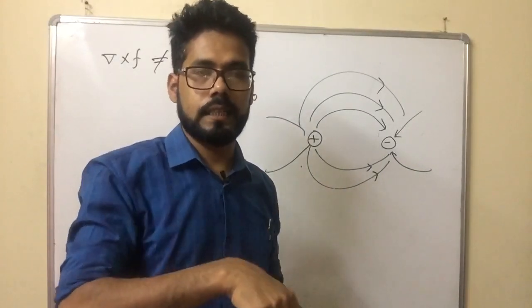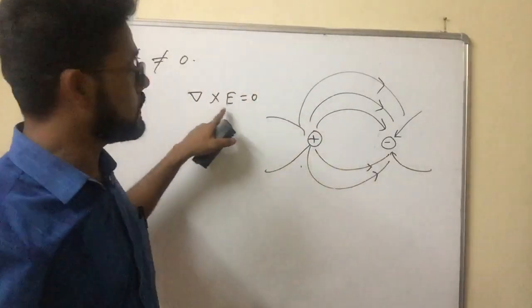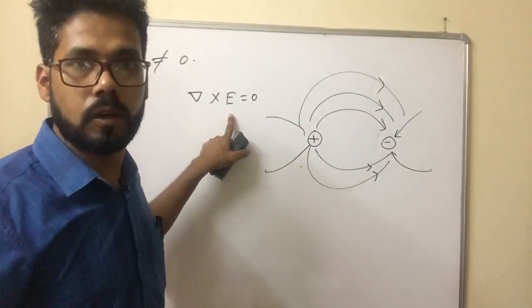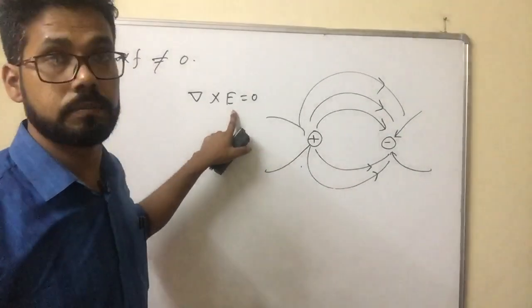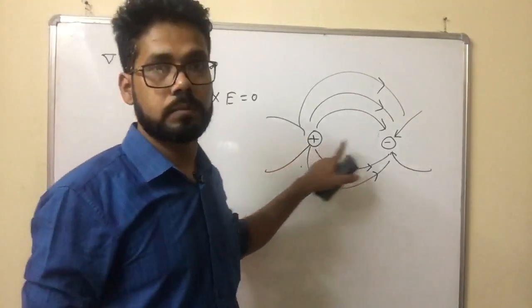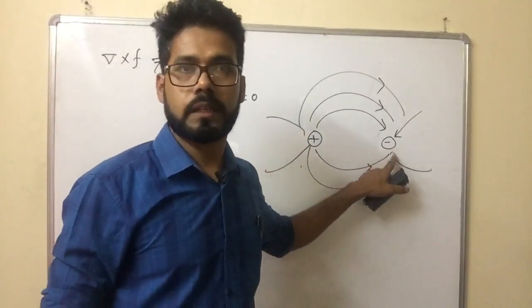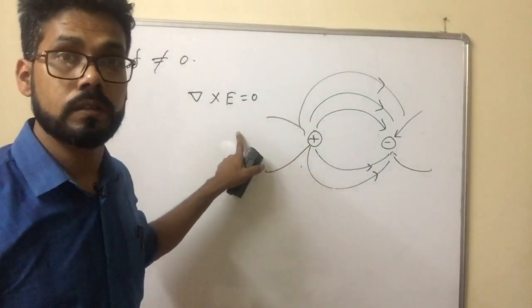Curl means rotation of any function, and here I am writing curl of E. We often see this equation in static electricity: curl of E is 0. That means the electric field is non-rotating. Non-rotating means lines of force always start from positive, end at negative, but never come back from negative to positive. That's why it is 0.